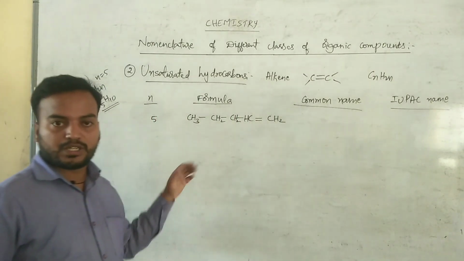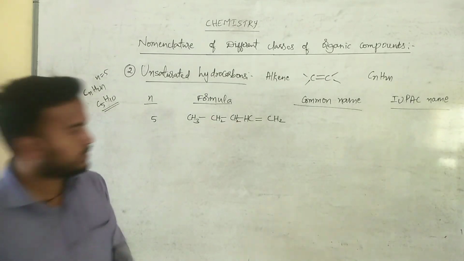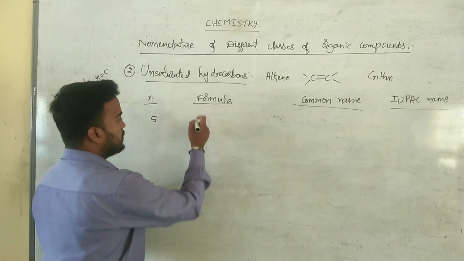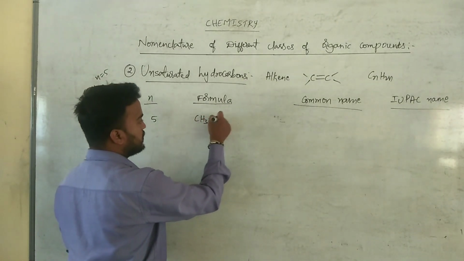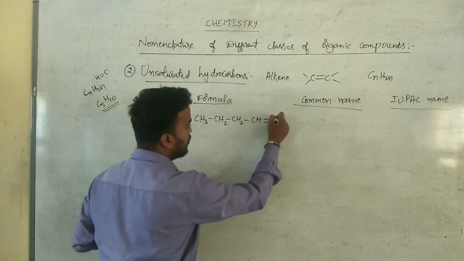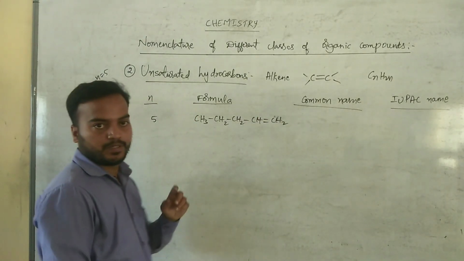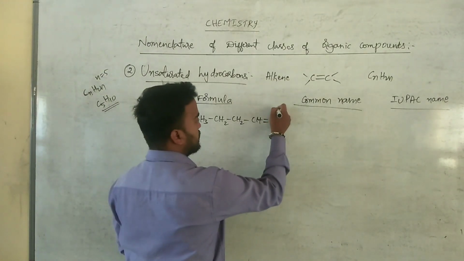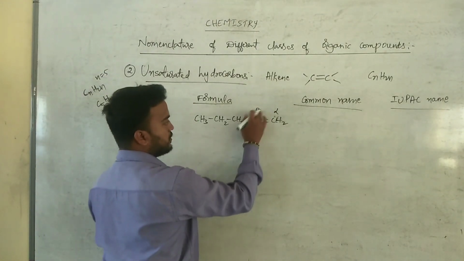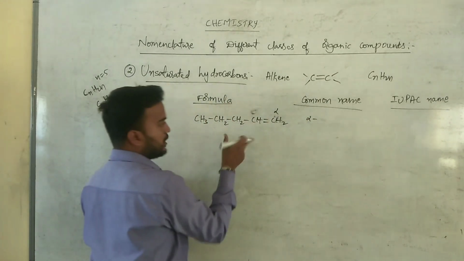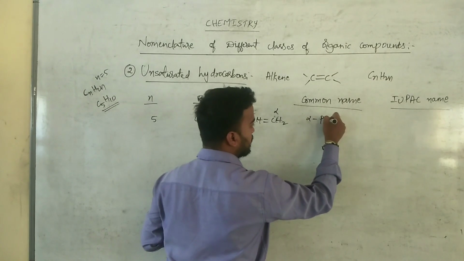We can write it like this, and we can write everything in the same way. I will write CH3, CH2, CH2, CH double bond, CH2. So this is alpha, this is beta. We don't need beta here. Alpha, the number of carbon atoms is 5, so pentylene.